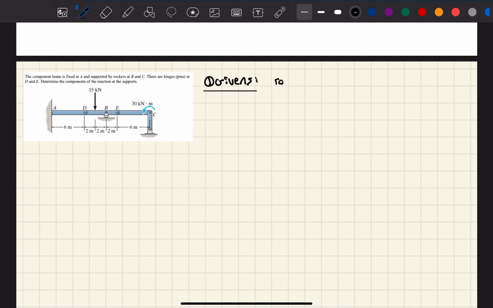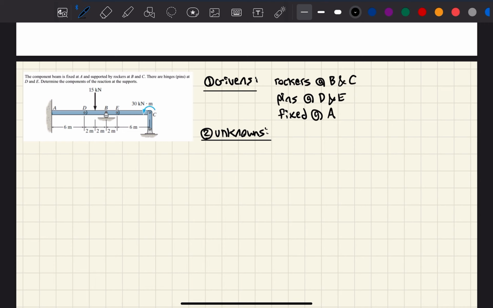So we're going to write all of that good stuff down. We have rockers at B and C, we have pins at D and E, and we have a fixed connection at point A. Perfect stuff. We are going to move on to unknowns.